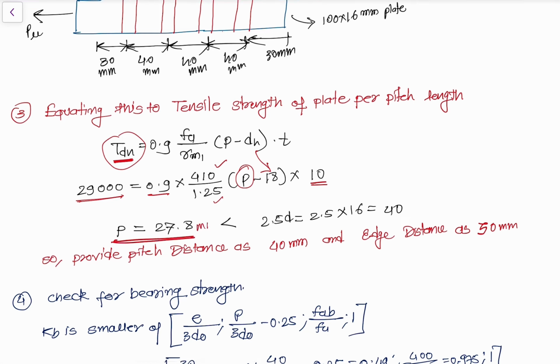Now let's consider another figure for the pitch, which is 2.5 times the diameter of the hole. So 2.5 into the bolt diameter of 16 becomes 40. Let's consider the highest value for the pitch, which is 40. So I am providing the pitch distance as 40 mm, and minus 10 will be the edge distance. So I am providing 30 mm as the edge distance. Understood? Now this is step number 3.